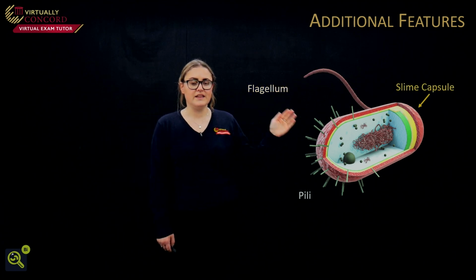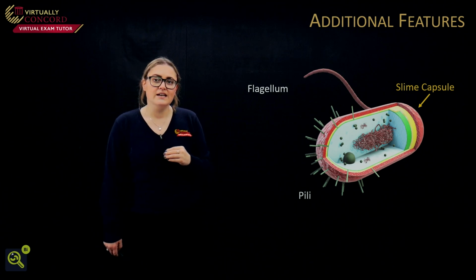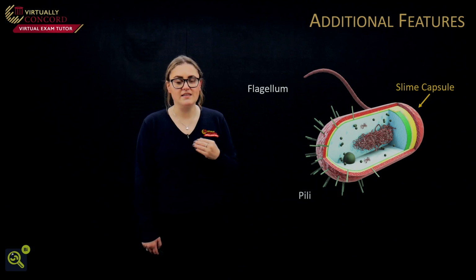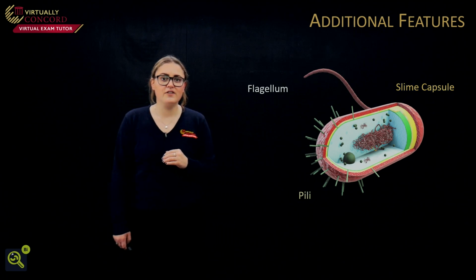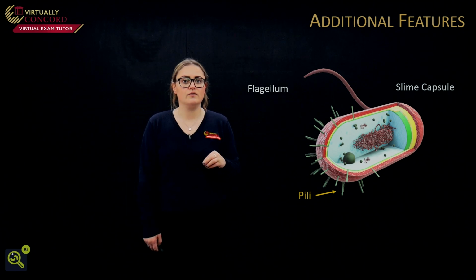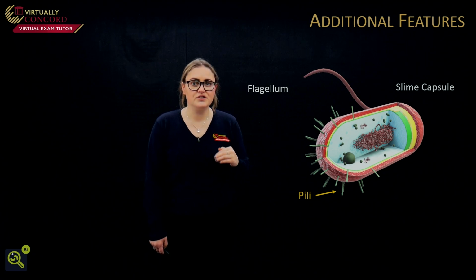Slime capsule, that's on the outside of your bacteria cell, and it's there for protection. Now, usually pathogenic bacteria have these because they require the extra protection. And finally, we have pili. These are hair-like structures on the outer surface of your bacteria cell. They can be used for adherence to surfaces or to each other, and in the transfer of genetic material.